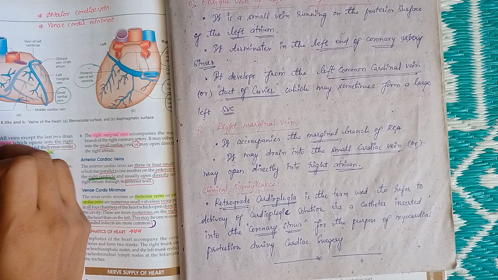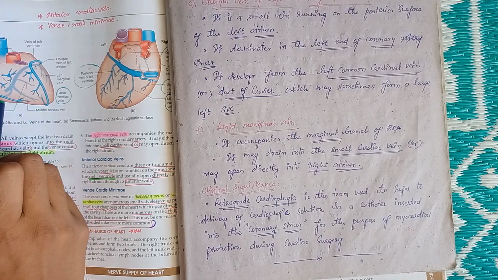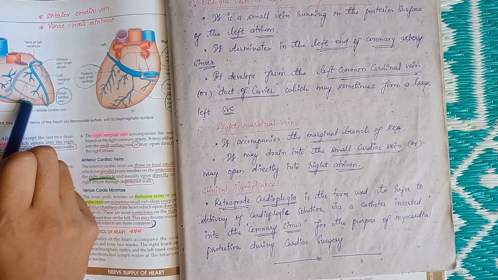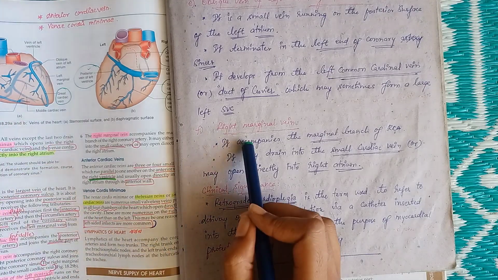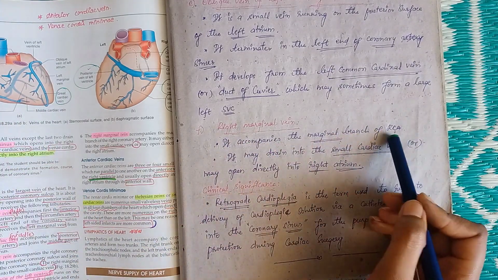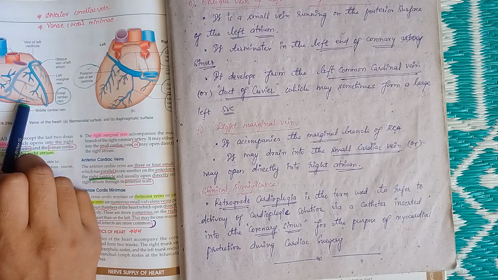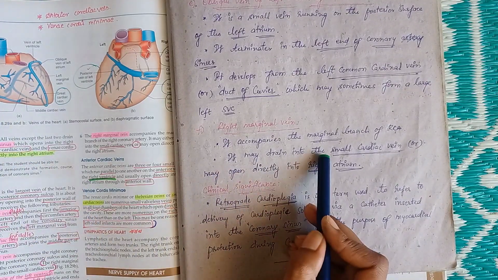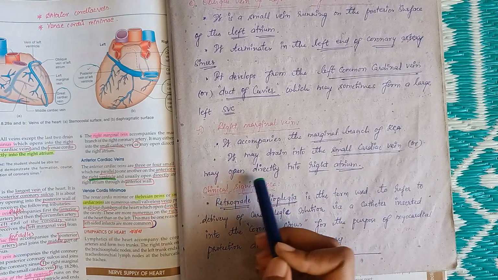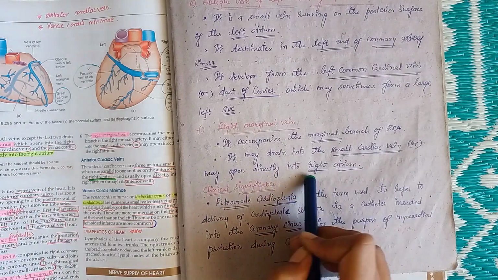This is the right marginal vein, which supplies the anterior part marginally. It accompanies the marginal branches of the right coronary artery. It may drain into the small cardiac vein or may open directly into the right atrium.